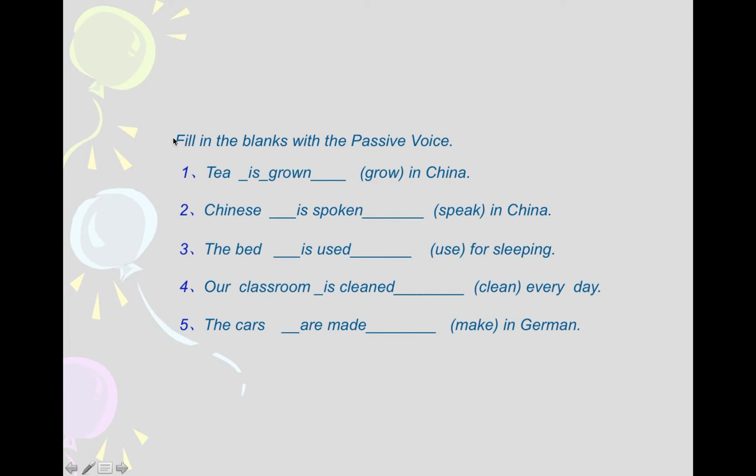And here is a fill in the blank exercise: switch to passive voice. The first one I just did for you because it's hard for a PPT to have the blank. All right, here's: Tea is grown in China. Chinese is spoken in China. The bed is used for sleeping, and our classroom is cleaned every day. The cars are made in Germany. So those are all the predicate words, as you know.